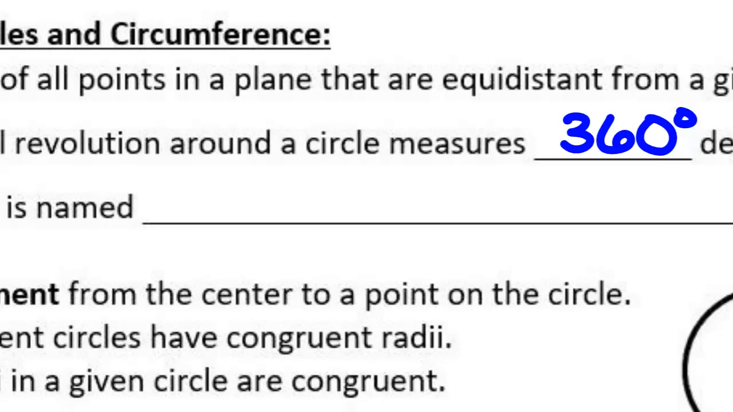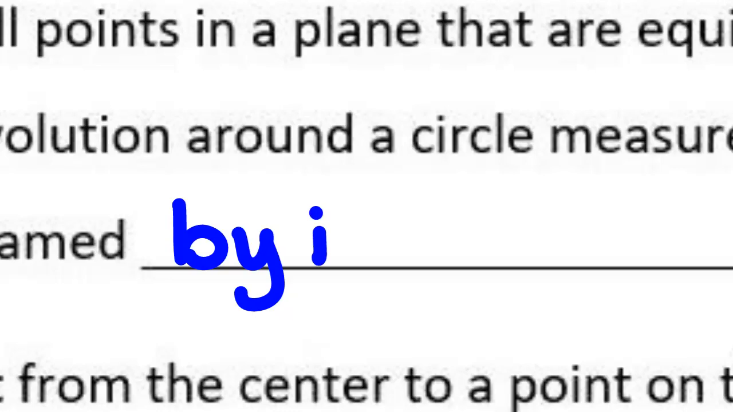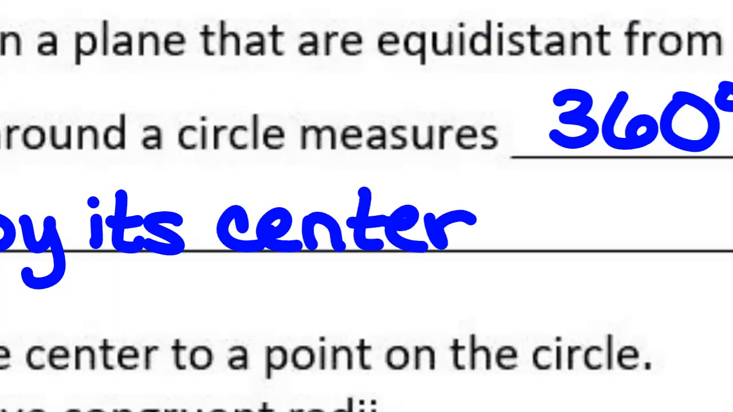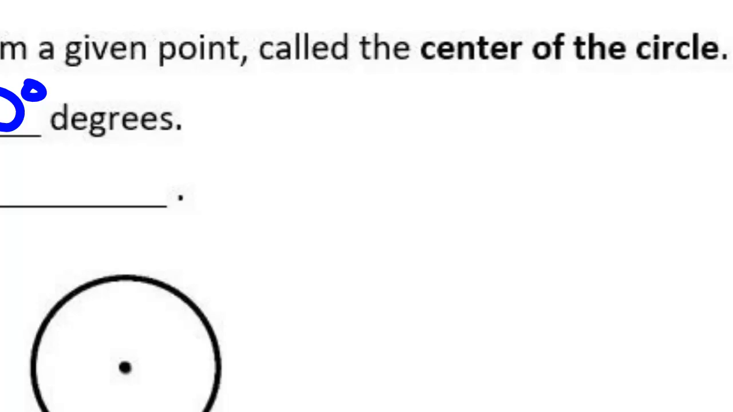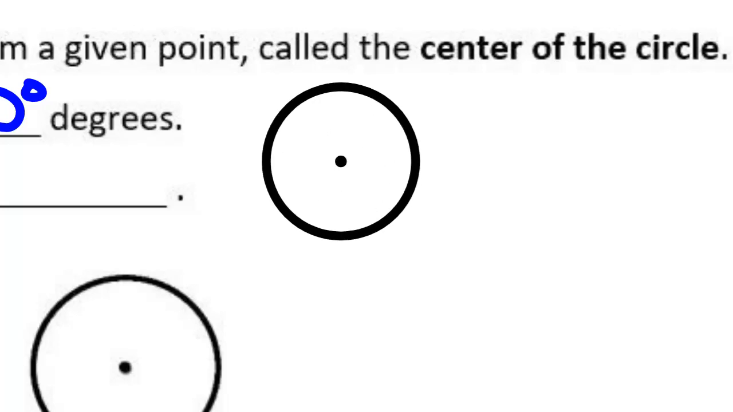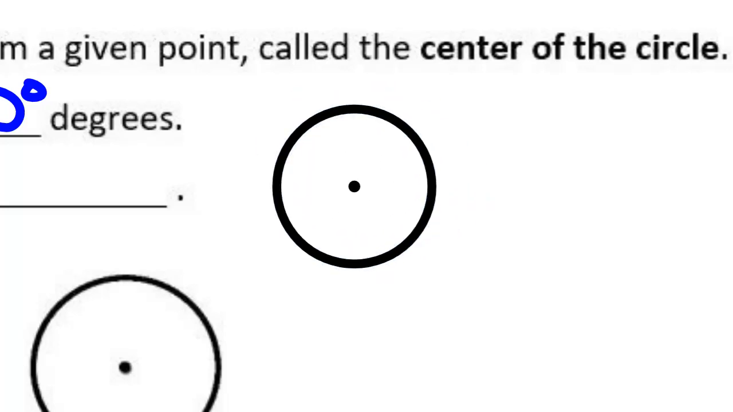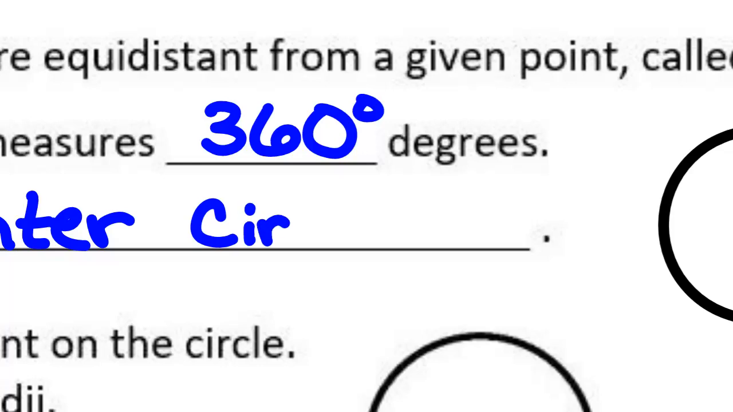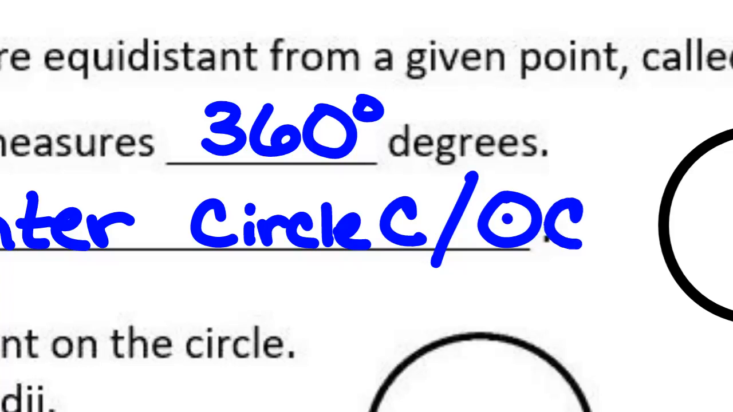A circle is named by its center. So if I had a circle like this, and the center of the circle was called point C, then we would call this either circle C, or you can draw a circle with the center in the middle of it, and then put the name of the center. So either of those would be appropriate ways of naming this circle.